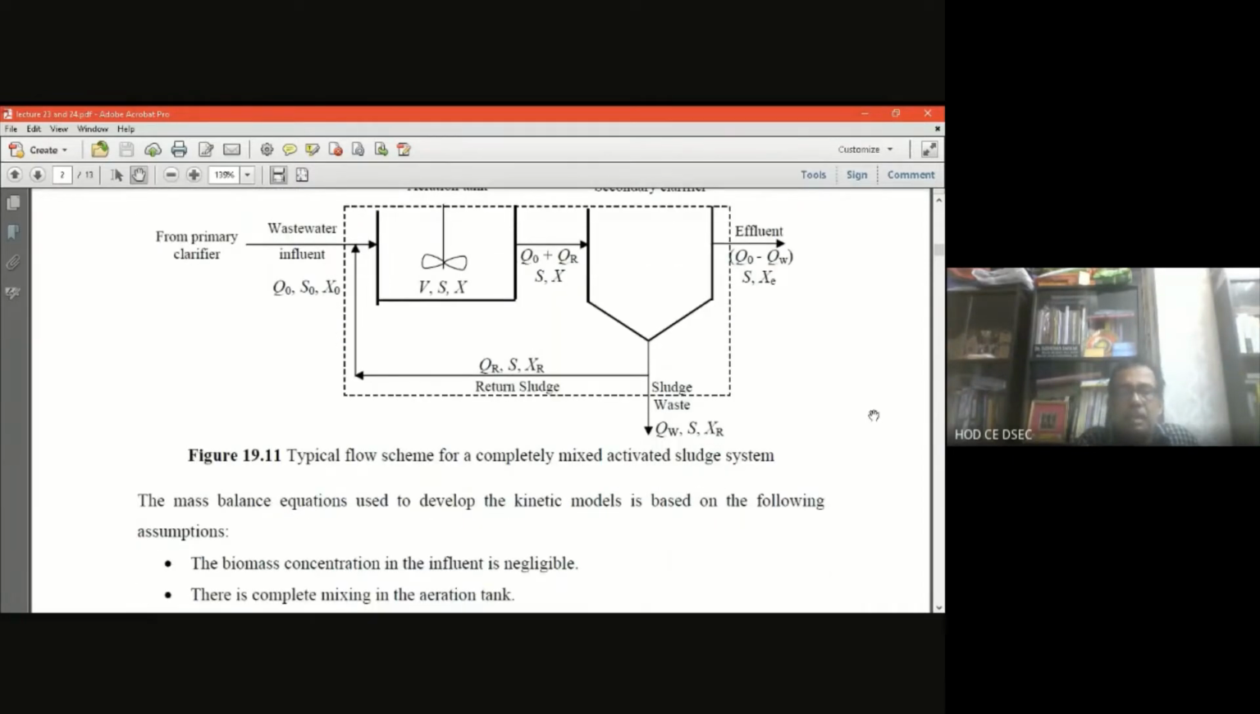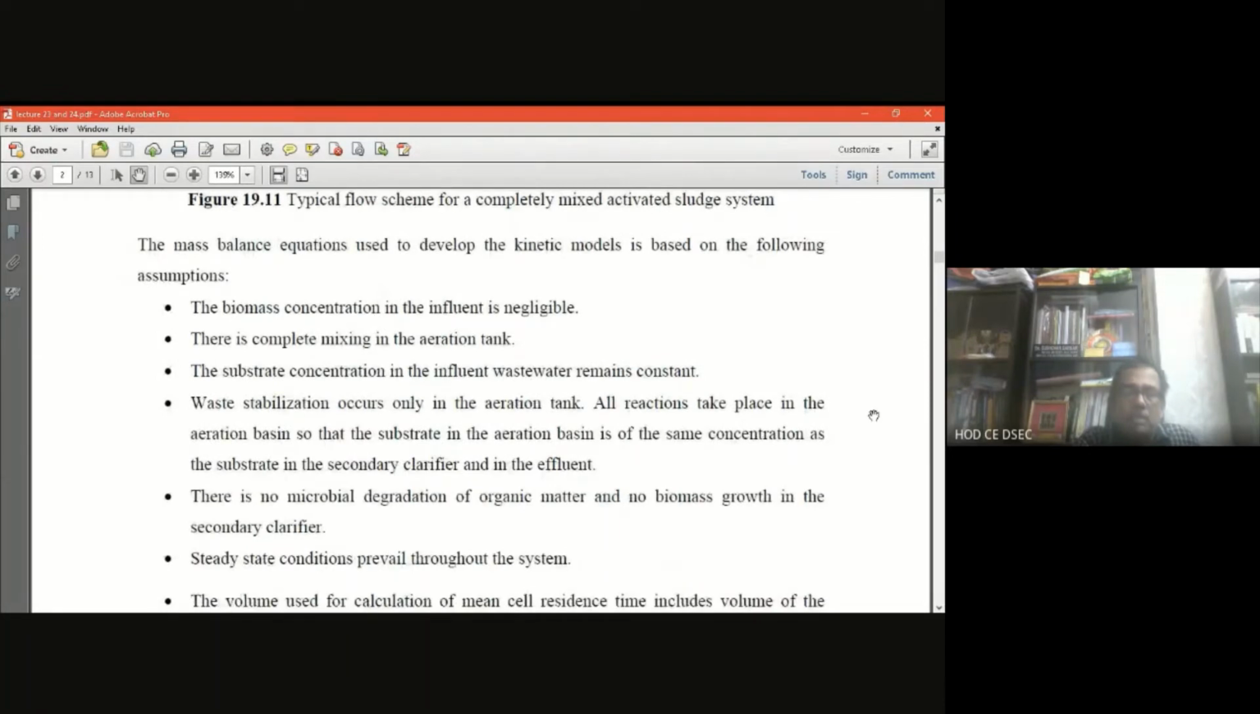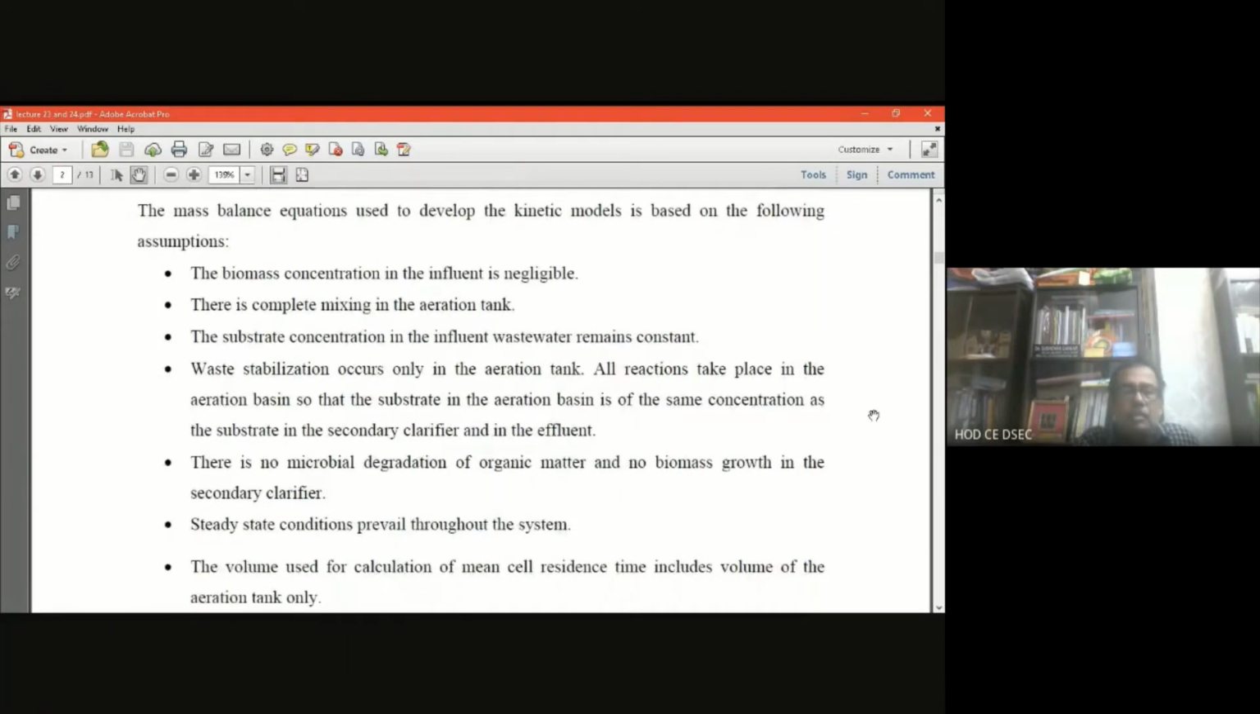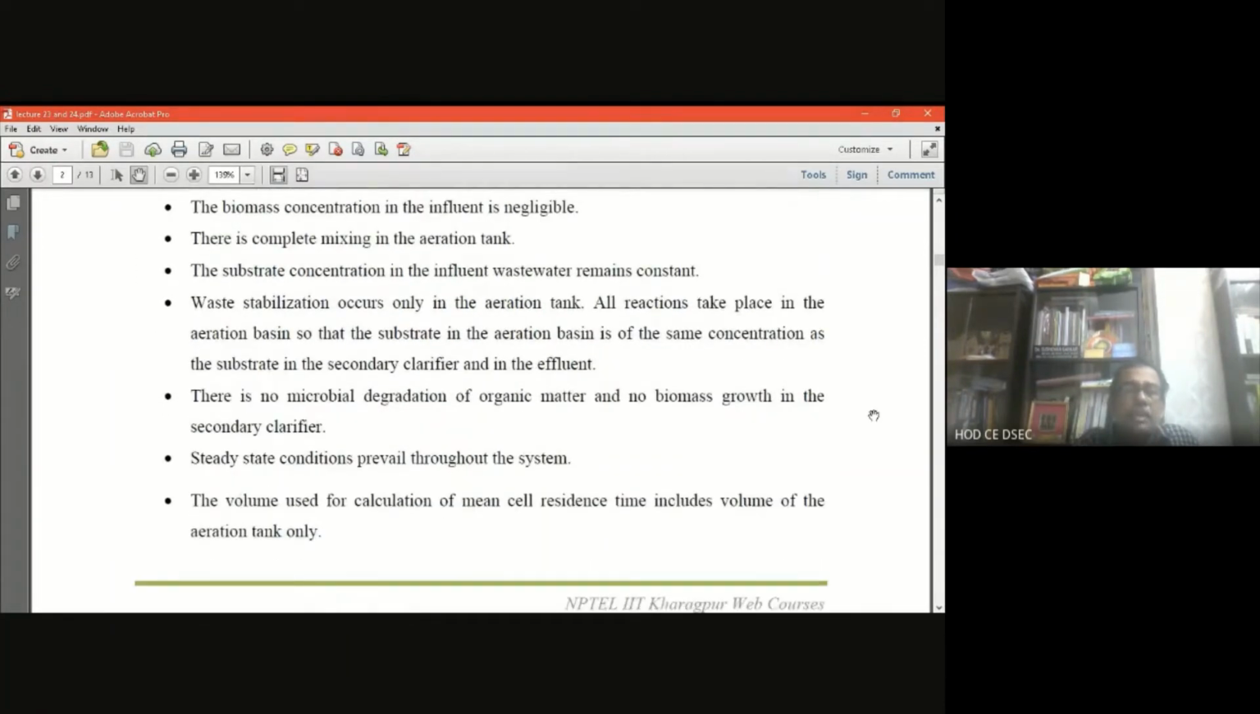That will be the primary focus. You have to keep it in mind. So waste stabilization occurs only in the aeration tank, and all reactions take place in the aeration basin. So what is the settling tank for? The settling tank is only for settlement of the sludge. Fine.